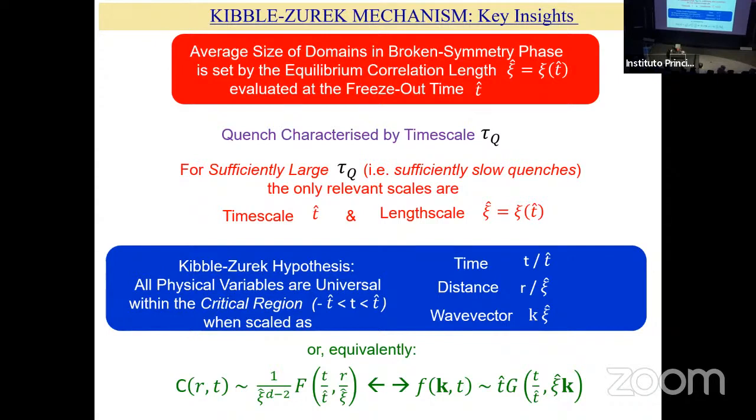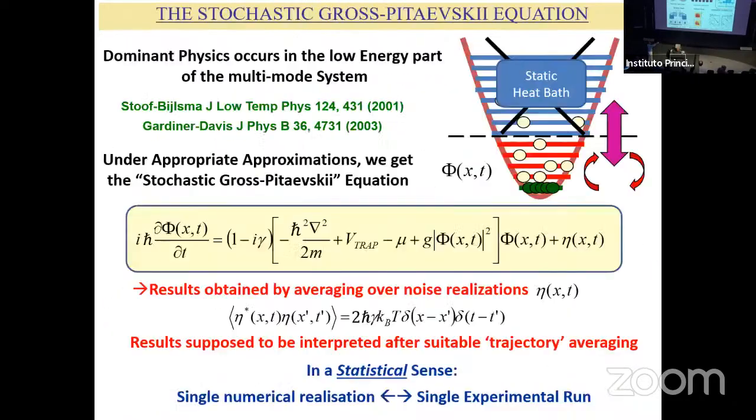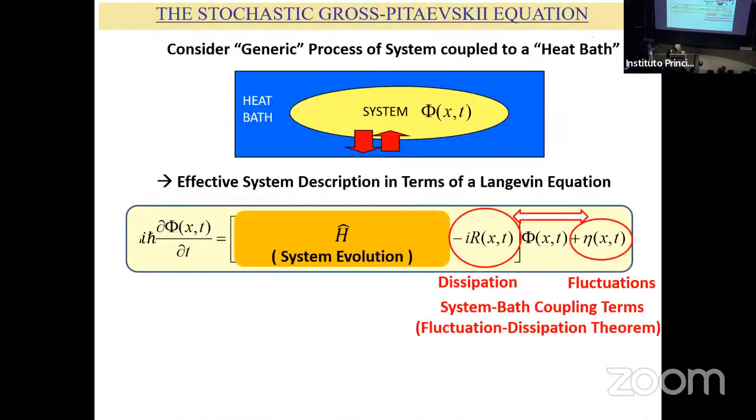And if tau q is very large, so very, very slow quenches, or if tau q is very small, then we have the limits of being either adiabatic or instantaneous. But in between, we have the relevant regime, a very large parameter regime, where the only relevant parameters near the critical region are this time scale t hat and the length scale psi hat. And so the Kibble-Zurek hypothesis says that within that regime, in the critical region, you can scale.